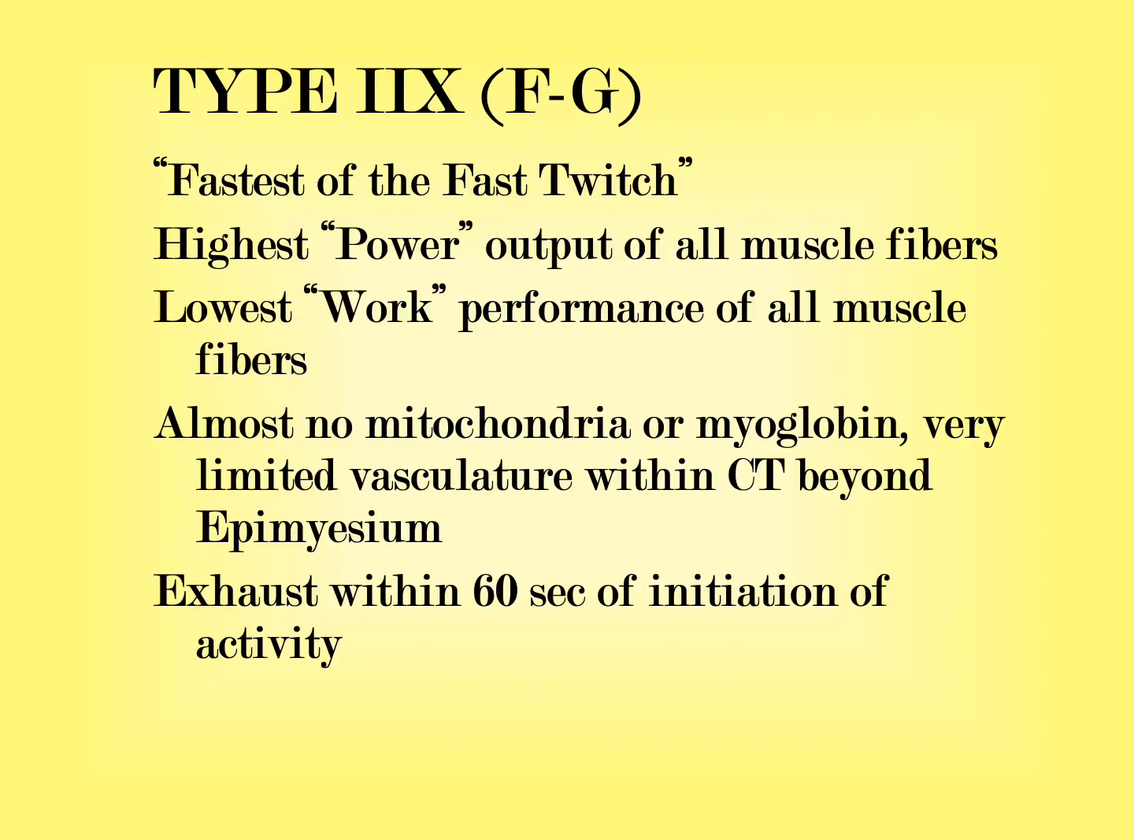The last of the fiber types is the 2Xs. These are the largest of the type 2s and the fastest of the fast twitch. They have the highest power output and the greatest tensile strength. They have the largest cross-sectional area of the fibers that we have. However, they have the least amount of work ability. They will exhaust themselves within 60 seconds following initiation of activity.